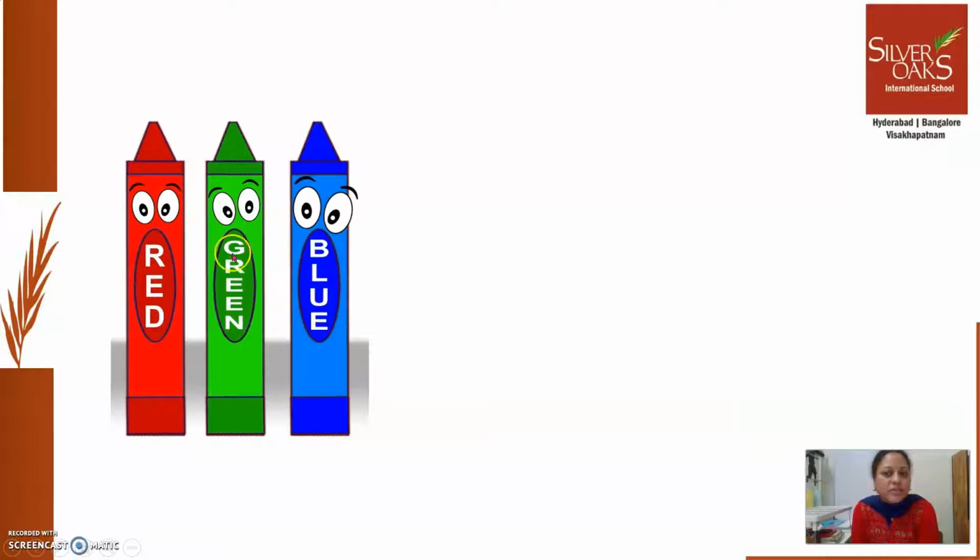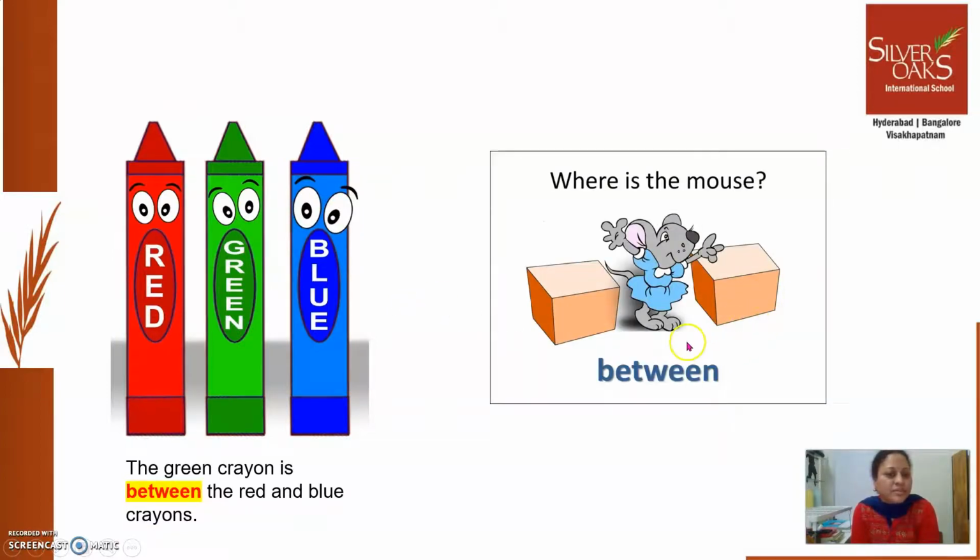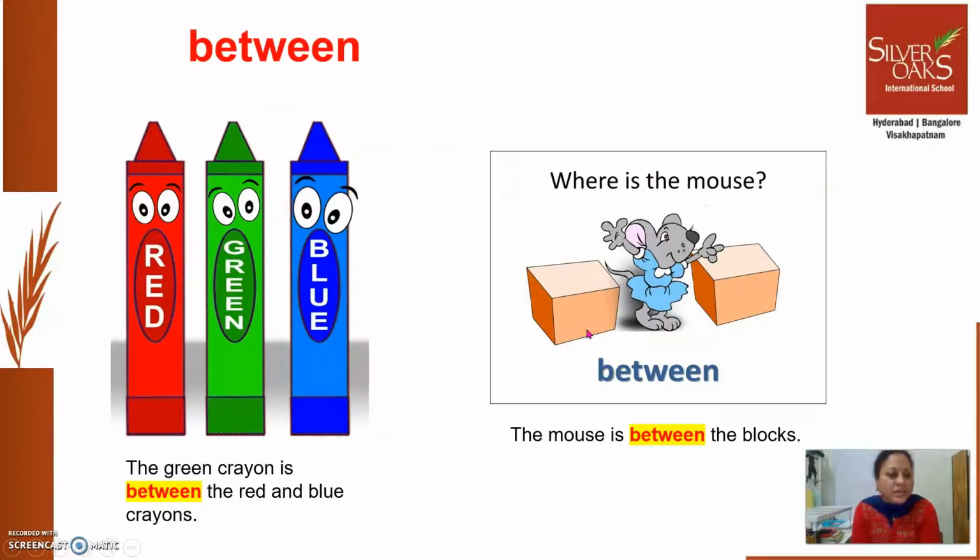Where is the green crayon? Tell me. Green crayon is between the blue and red crayons. Between. So when you have to say between, there must be two other things you should mention. Right? Between this one and this one. Like that you have to say. So the green crayon is between the blue and red crayons. Where is the mouse? The mouse is between the blocks. Between, right? Between the blocks. So the preposition that we use to describe the position of various nouns is between.